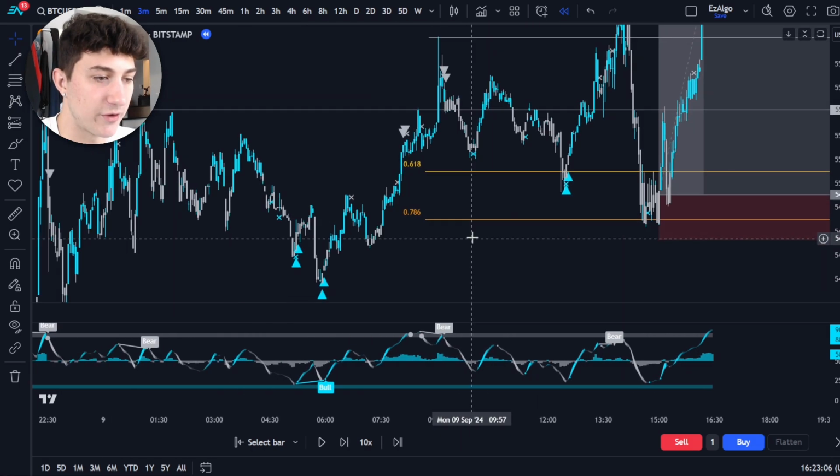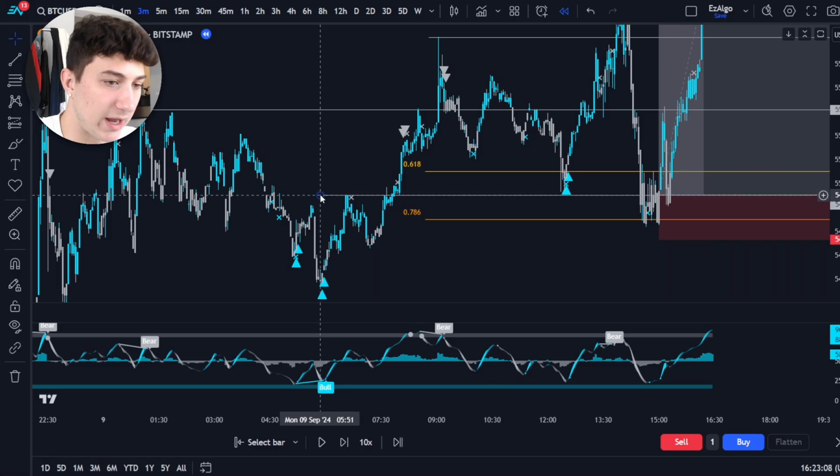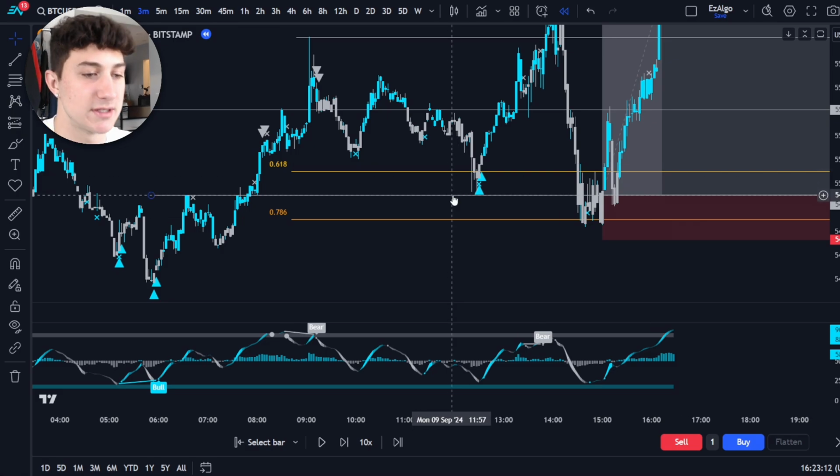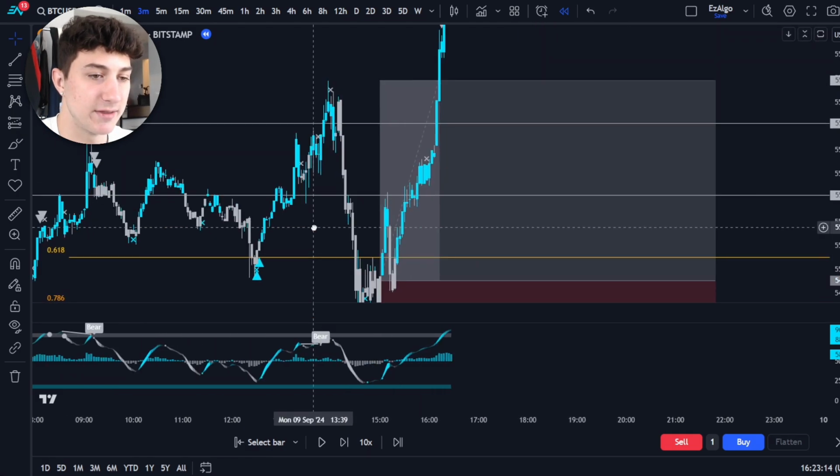And we also had other confluences here. We had a breakout and retest of this high, sweep of these lows. You can add other confluences as you wish, but this is the gist of it, okay?